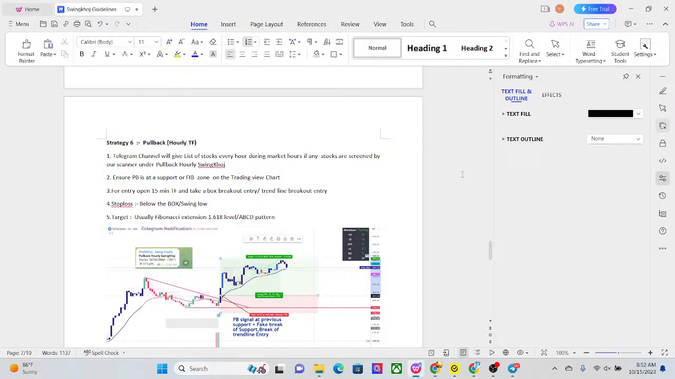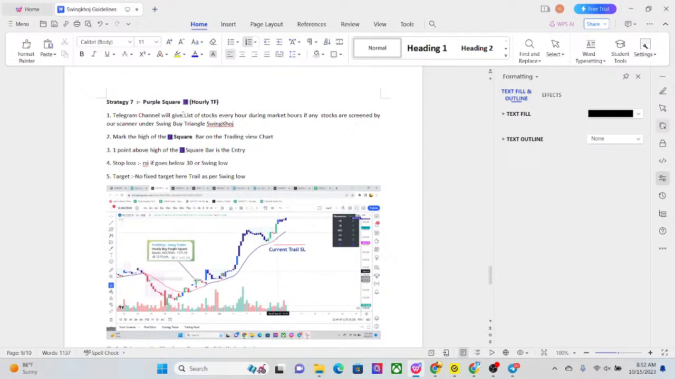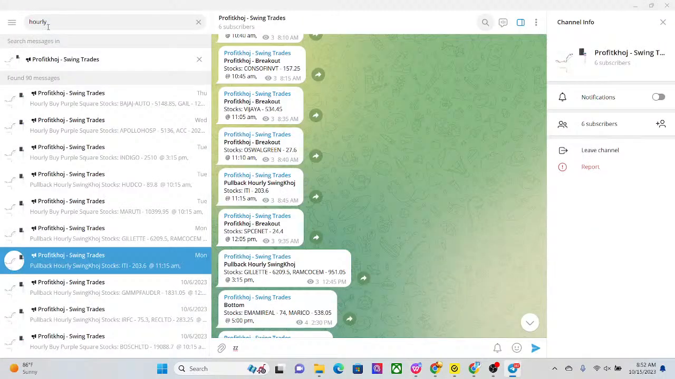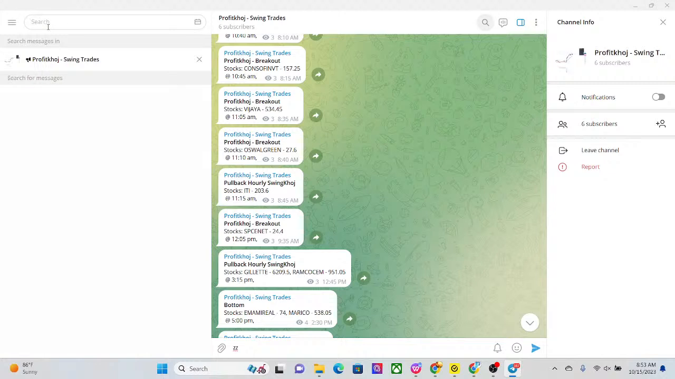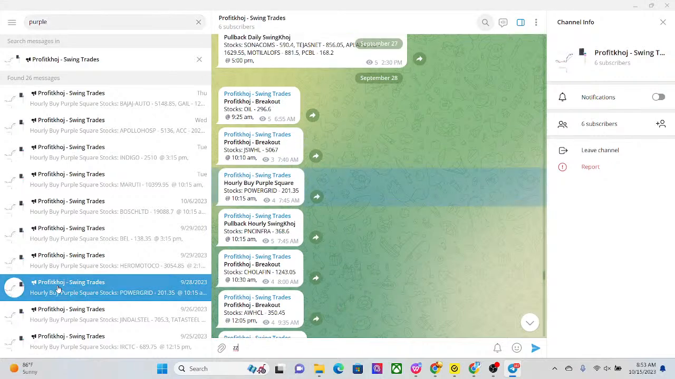So we have pullback hourly. Then we have purple square hourly. Purple. Okay, let's take a recent trade. Same thing. Power Grid 201.